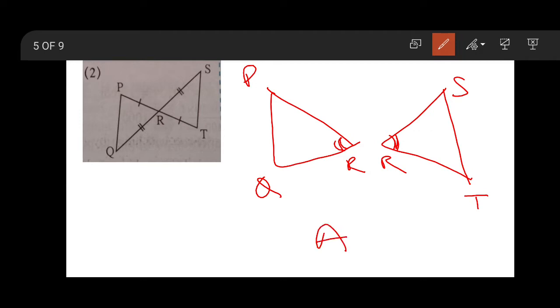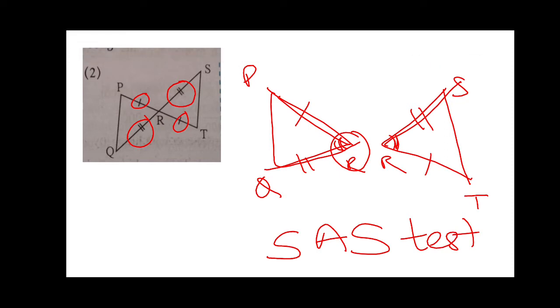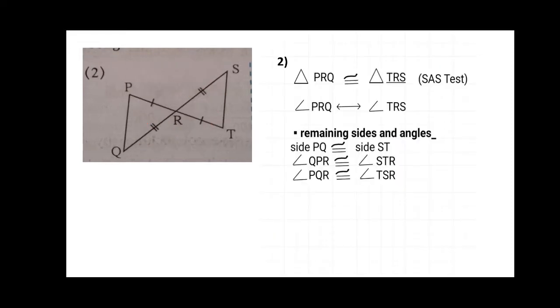Here the identical marks are these, meaning PR and RT. So this is a side, then we got the angle. Again these are identical marks, so QR and RS are again congruent sides. So the test will be the SAS test. So we got the test here. In this way we'll write triangle PQR is congruent to triangle TRS based on the SAS test.